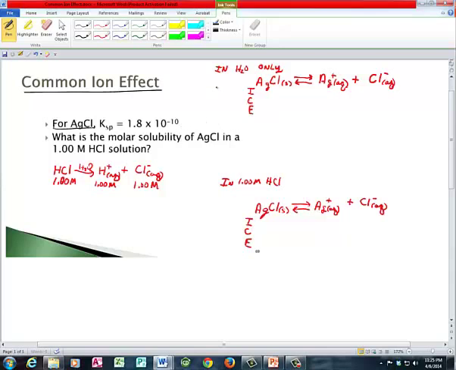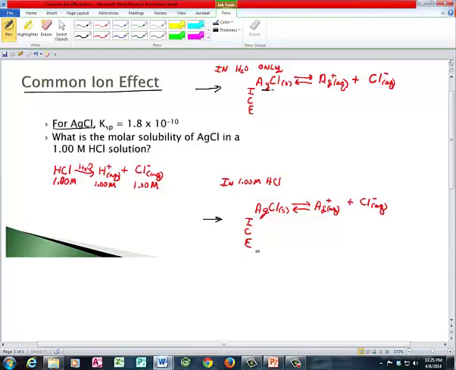First of all, we're going to throw silver chloride, mathematically, into pure water, and we're going to calculate the molar solubility. Then we're going to take the same silver chloride and throw it into a solution that has the common ion, chloride ion, by dropping it into a hydrochloric acid solution. So first of all, let's put our silver chloride in water.